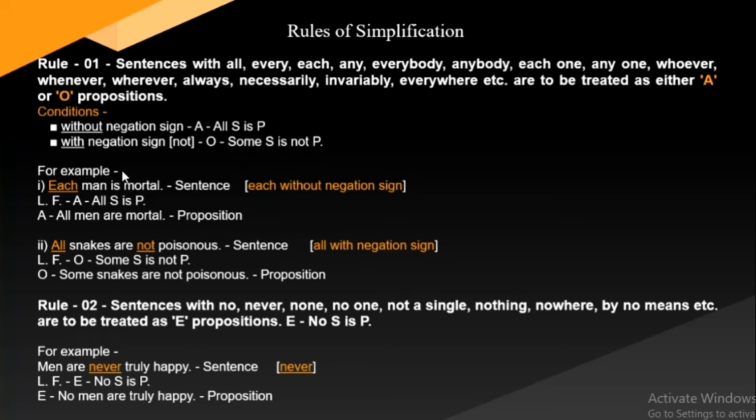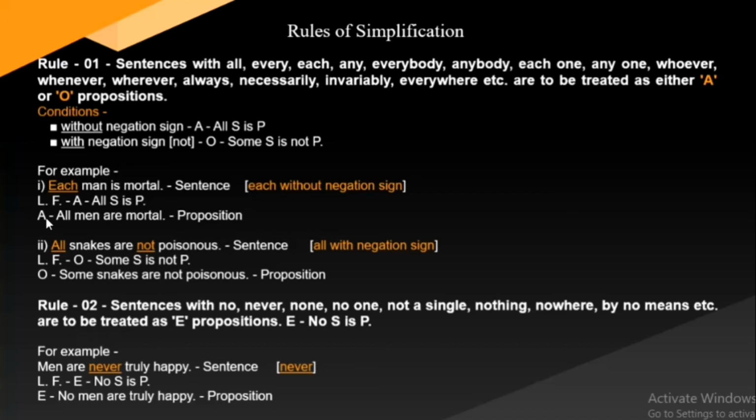For example, each man is mortal. Each man is mortal is an English sentence. There is a word each of rule 1, and without negation sign, without negative particle not. So this sentence is each without negation sign. This sentence is to be treated as an A proposition, and it will be transformed into all S is P. So logical form A, all S is P.